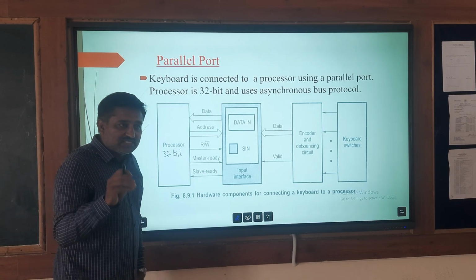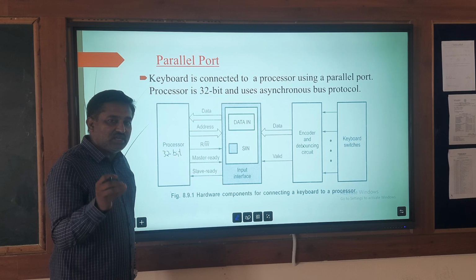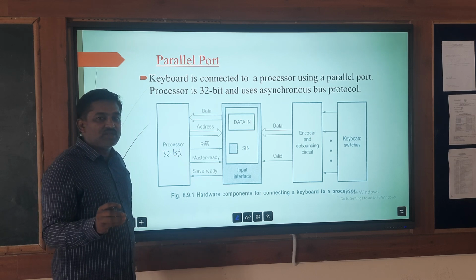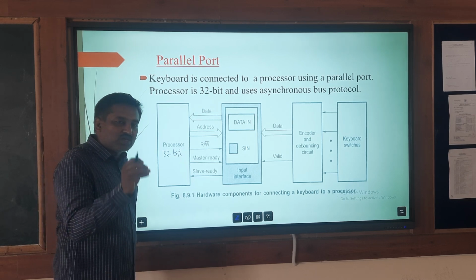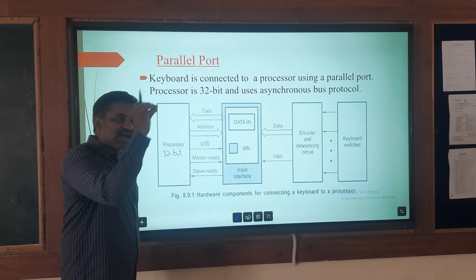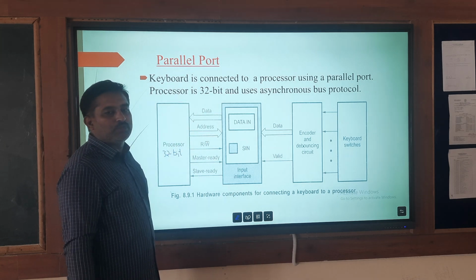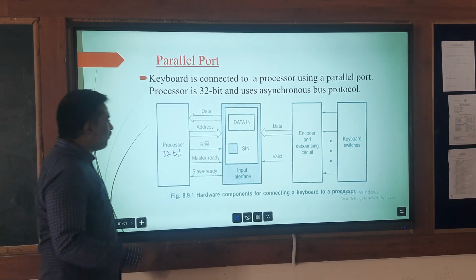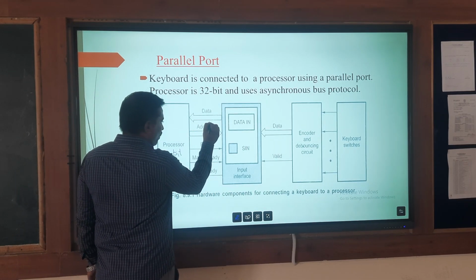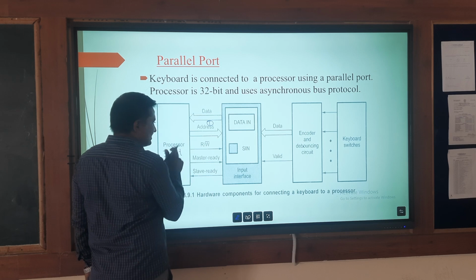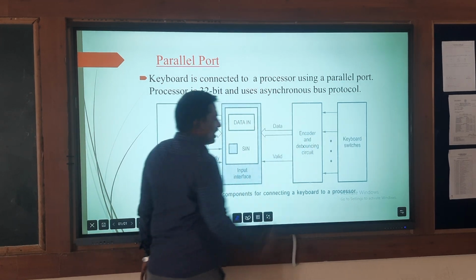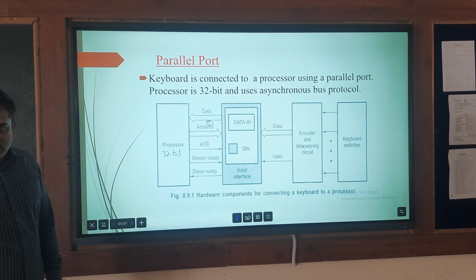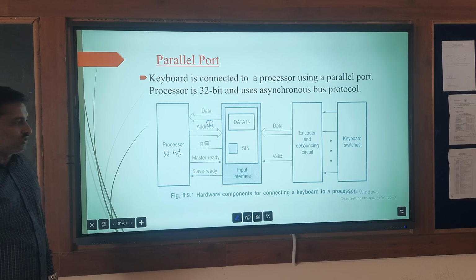Whether it is a read operation or a write operation, initially the processor has to assign the address to the input output device. Here we are using the input device, that is the keyboard. The first step is that the processor has to assign the address to the keyboard.